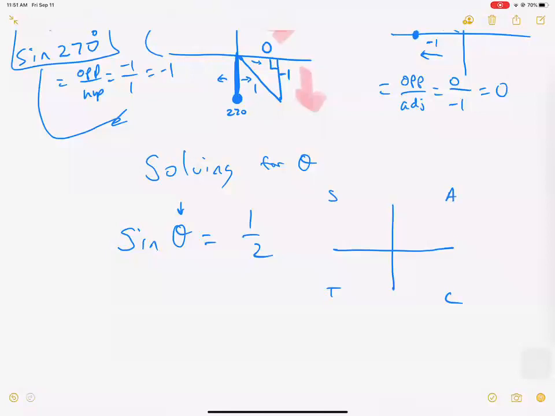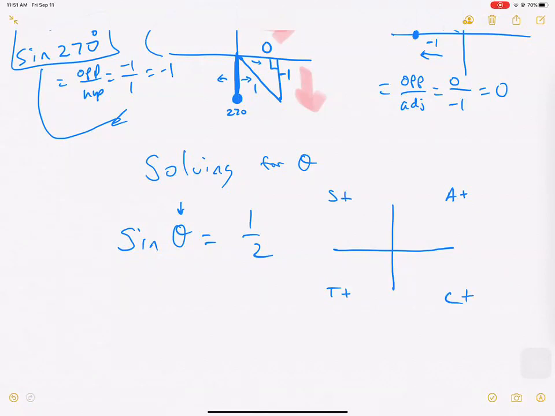Now, how is this helpful? It tells me every sine, cosine, and tangent is positive in quadrant 1. It is always positive in quadrant 1. And let me finish this part. And sine is positive in quadrant 2. Tangent is positive in quadrant 3, and cosine is positive in quadrant 4.